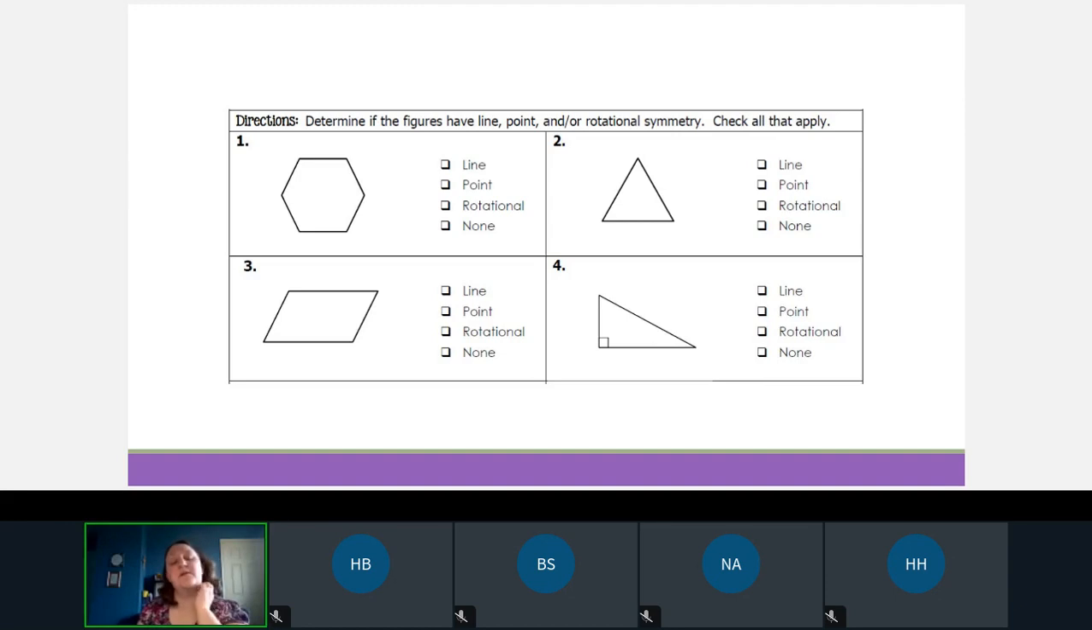Okay, so here we go. We've got some examples. Looking at this first one, determine if the figures have line, point, and or rotational symmetry. And you can pick one, more than one, or it could be none. So looking at this, could you draw a line so that it folds on top of itself? If you think that you can, you should have whiteboard tools. On number one only, can you draw the line of reflection?